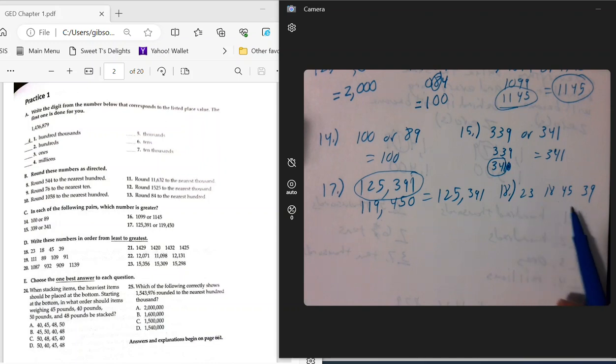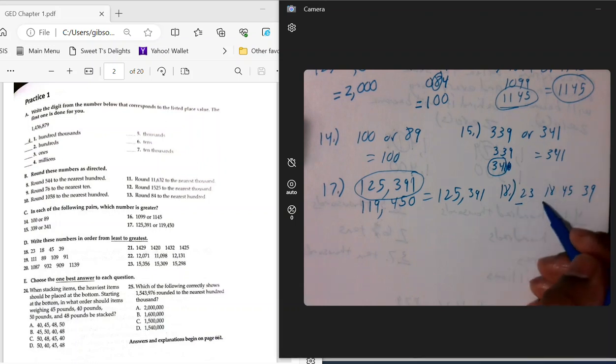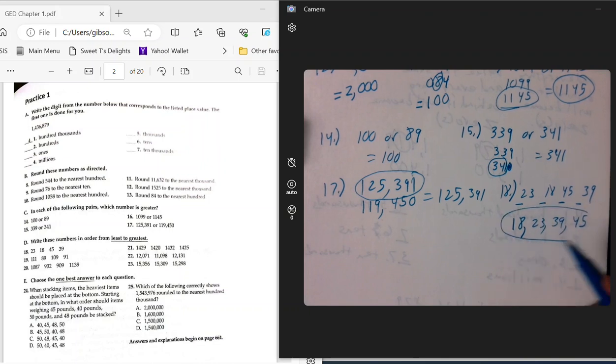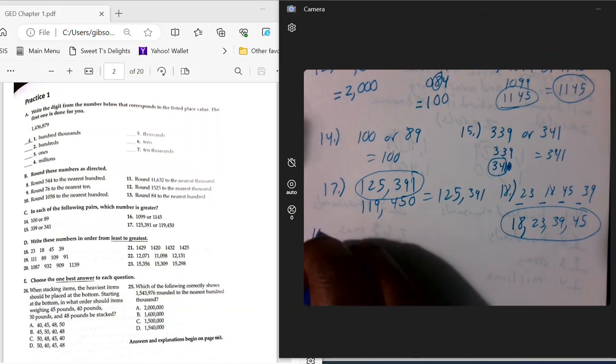So we want to go from least to greatest. So we look here to see if any of the digits are the same. They're not in the tens place. So we will look at the lowest tens place number, which would be 1. So that would be 18. Then the next would be 2, which would be 23. The next would be 3, which is 39. And finally, the largest would be 45. That is from the least to the greatest. Now we go to 19.